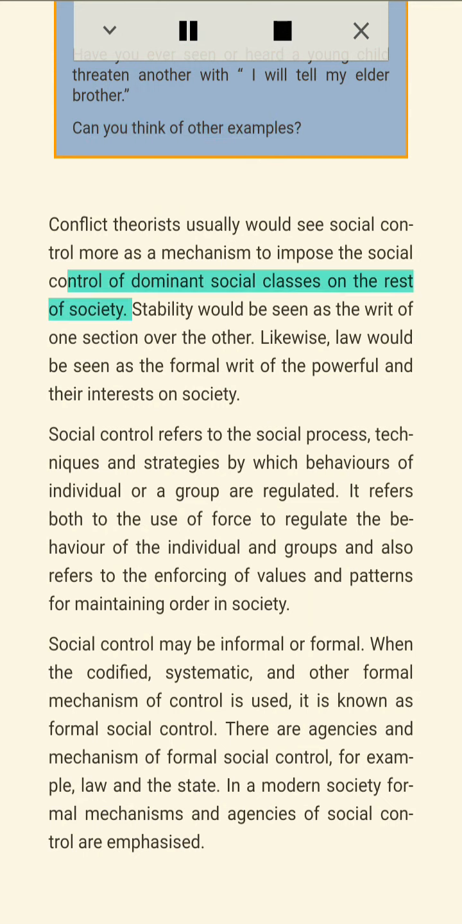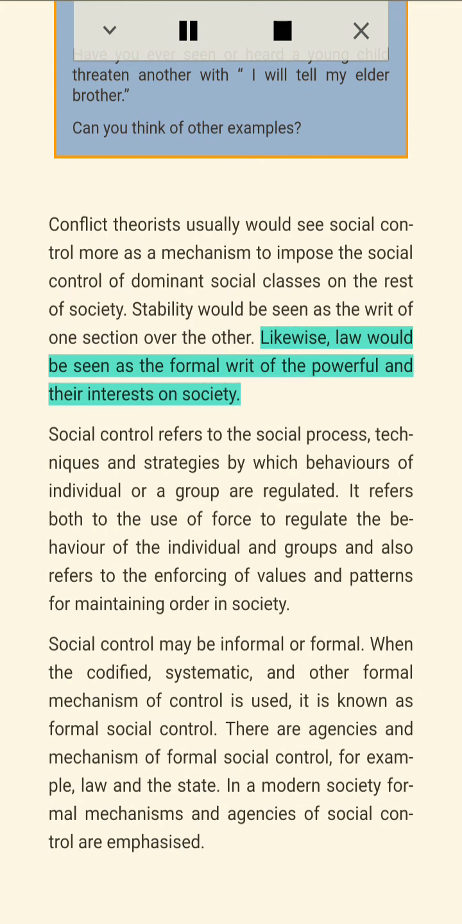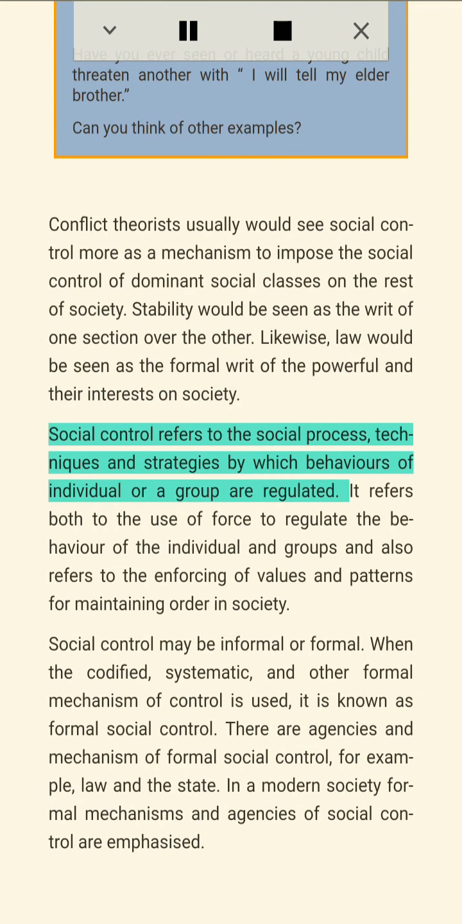Conflict theorists usually would see social control more as a mechanism to impose the social control of dominant social classes on the rest of society. Stability would be seen as the writ of one section over the other. Likewise, law would be seen as the formal writ of the powerful and their interests on society.